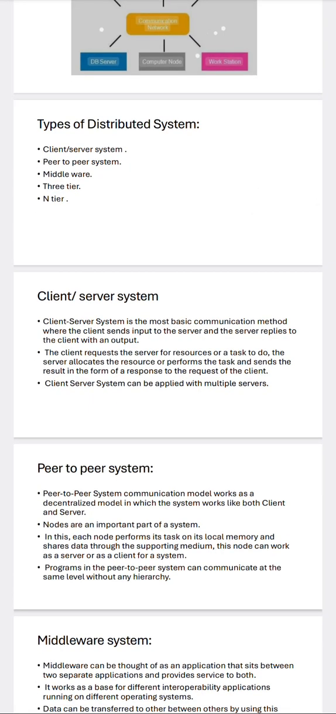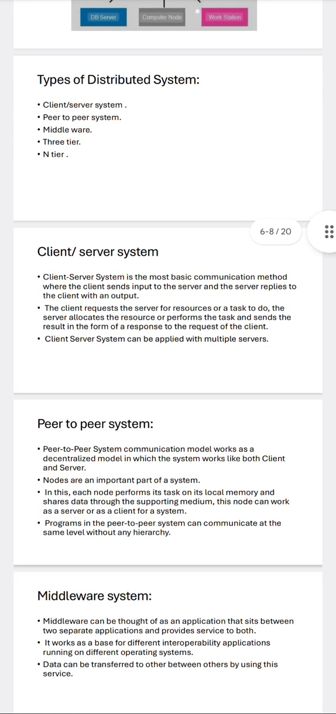So the first one is client server system. Client server system is the most basic communication method where the client sends input to the server and the server replies to the client with an output. The client requests the server for resources or a task to do, and the server will allocate some of the resources or perform some of the task and send the result in the form of a response to the request of the client. Client server system can be applied with multiple servers.